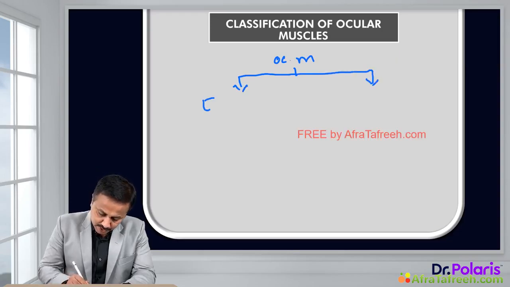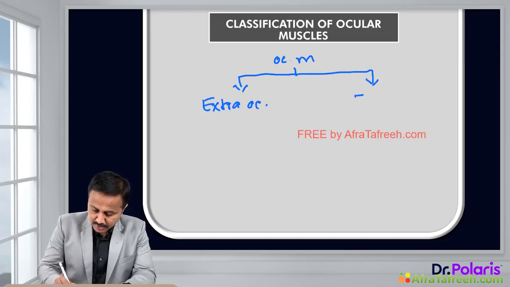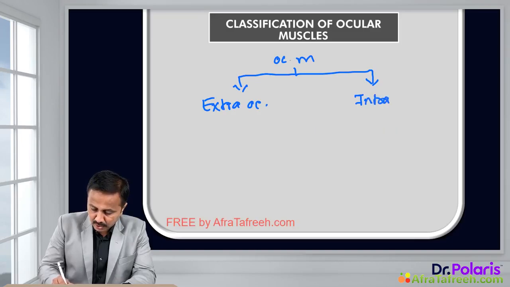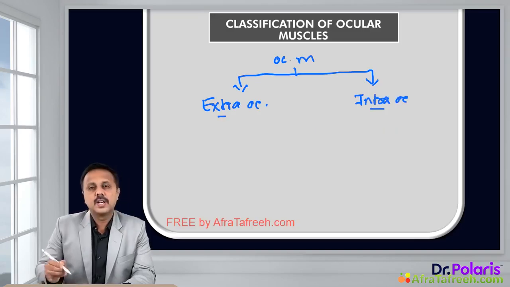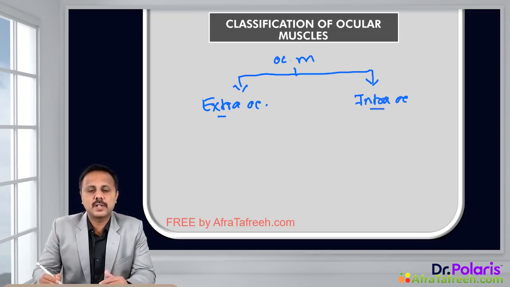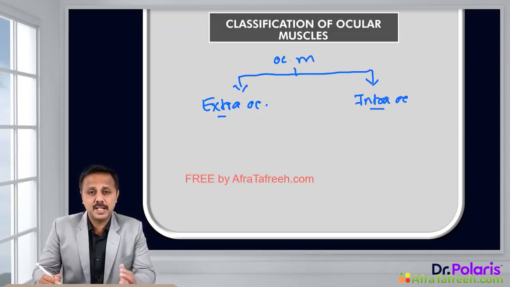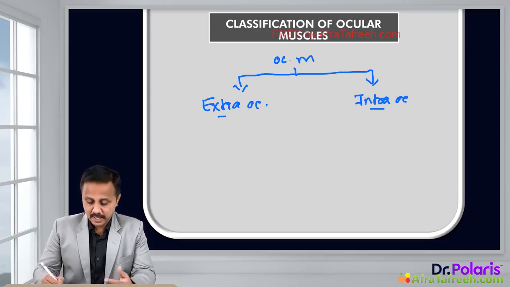What are they? These are extraocular muscles and then we have intraocular muscles. What do we mean by extraocular and intraocular muscles? As the name suggests, extraocular muscles are those which are present outside the eyeball. Right? Intraocular muscles, by definition, lie inside the eyeball. This is the simplest definition.